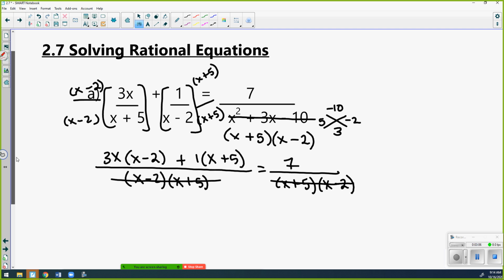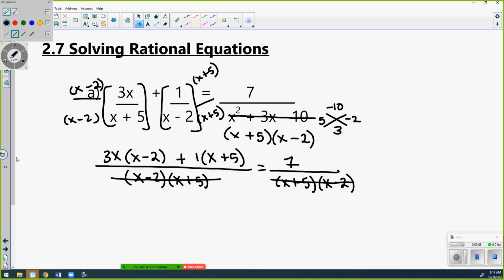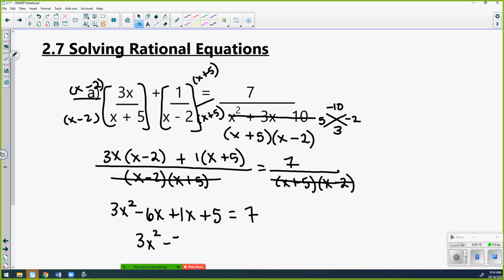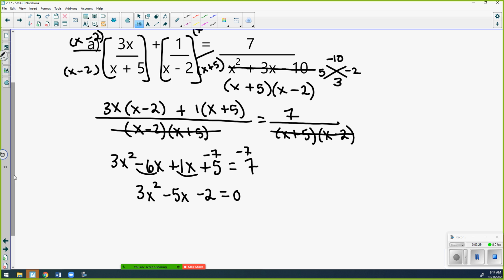Now, what are we left with? So where did we leave off here? It looks like we have 3x squared minus 6x plus 1x plus 5 is equal to 7. 3x squared minus 5x minus 2 is equal to 0. I combined my like terms and I subtracted 7 on both sides to get the equation set equal to 0.